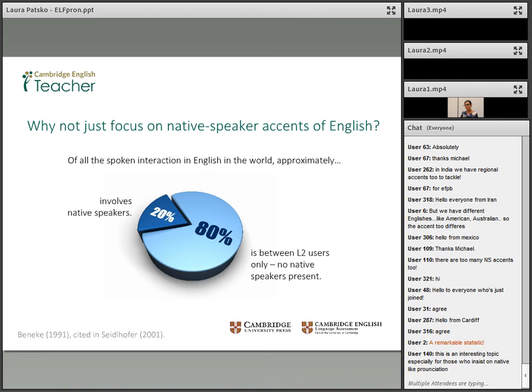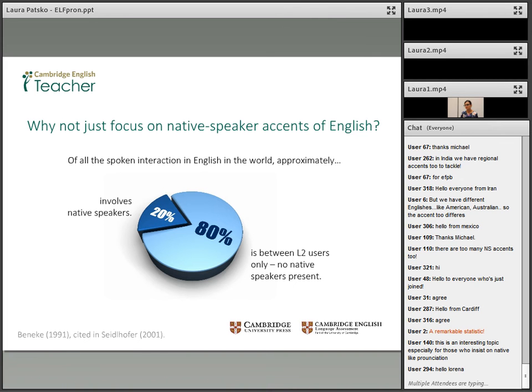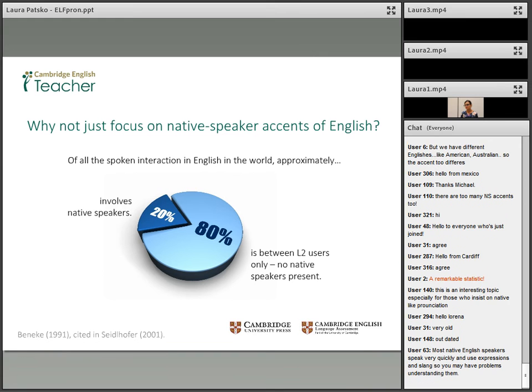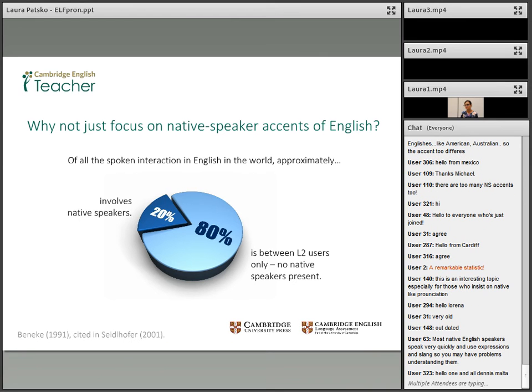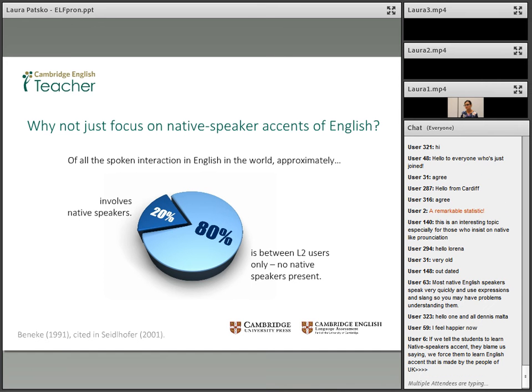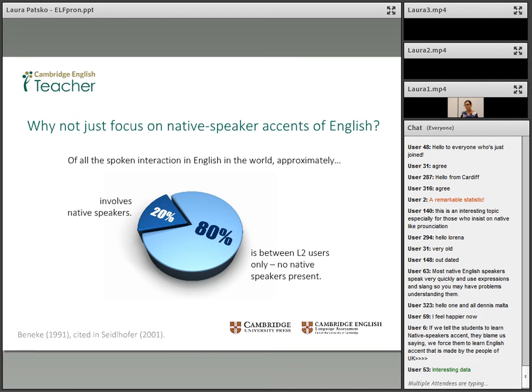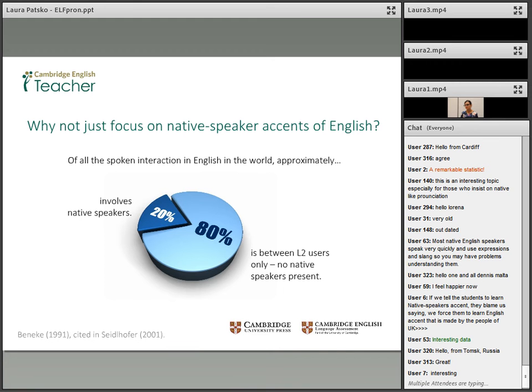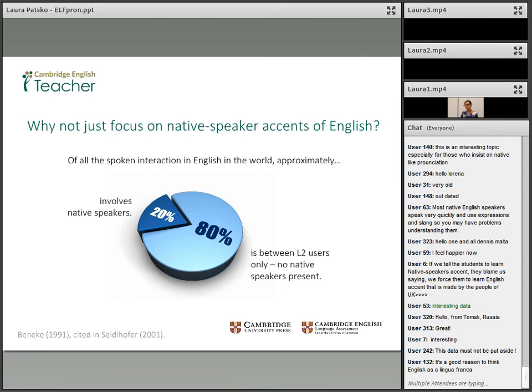So this is 24 years since this number was estimated. It's probably increased. In any case, it probably hasn't changed dramatically in terms of the balance, there being more interaction involving people using English as a second language. So again, why not just focus on native speaker accents of English? Well, because we just can't assume that the person listening to a user of English will be a native speaker or have the same expectations. And similarly, we cannot pretend that our students will only encounter British or American accents or want to sound that way, which is what most of the materials and practice in the ELT industry have done for so many years.